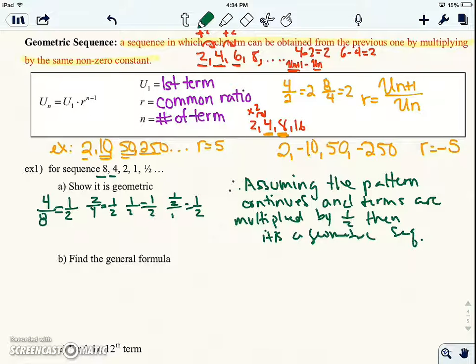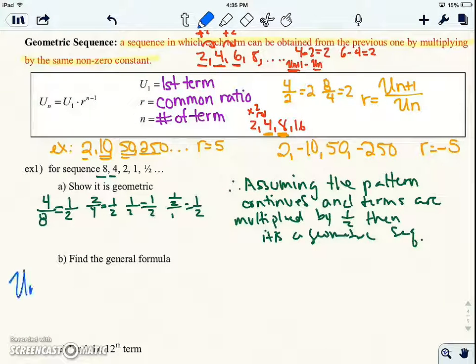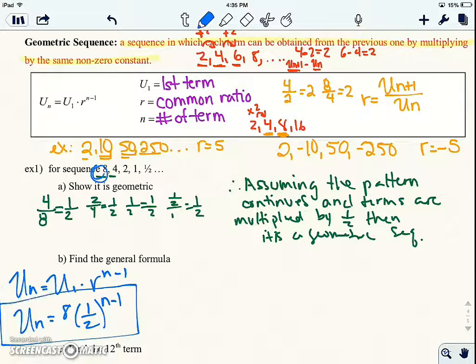Now to find the general formula, it's exactly like what we did before. You write it down and then plug in what we know. So we want to find u of n. We know u of 1 is 8. We know that our r is 1/2, and then we want to keep the n. And it's nice because here you don't really want to simplify. You may see it simplified, but you don't need to on a test.